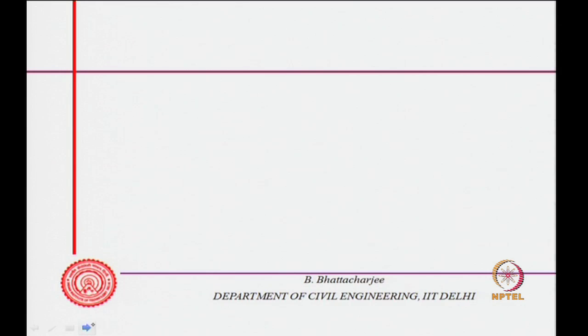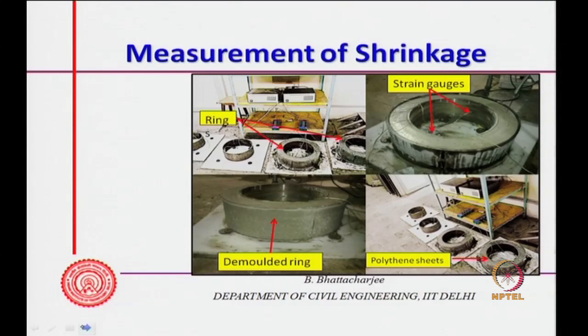This is called the ring test, and typically it looks like this. You can see the concrete here, and the outer ring, and the inner ring somewhere there, and on the inner ring you put in strain gauges. This diagram is showing the demolded specimen, covered with polythene sheets, with the inner ring still intact, and this is also showing the ring situation, and this is the demolded ring. So, it is covered with polythene.